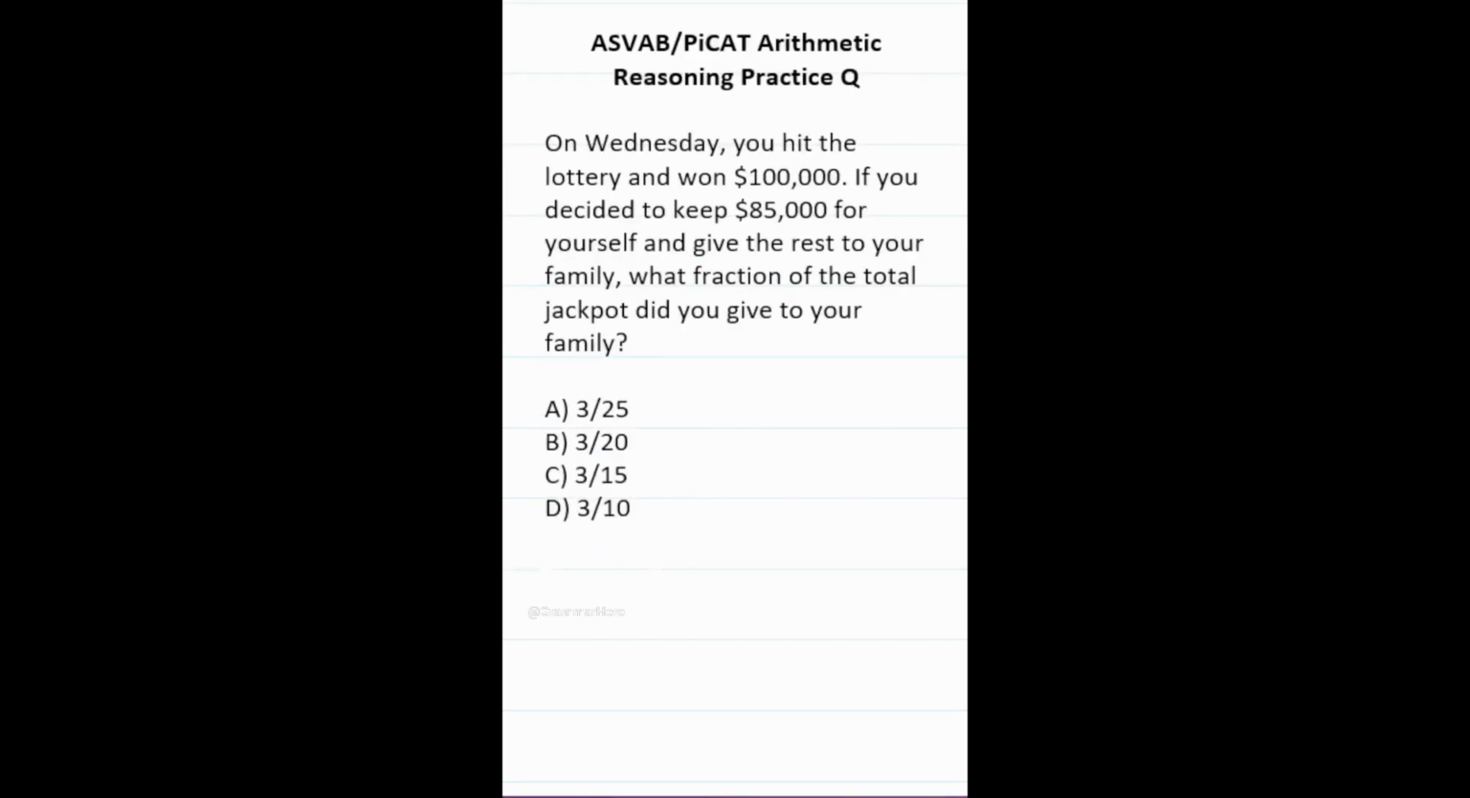ASVAB PiCAT arithmetic reasoning practice test question says on Wednesday you hit the lottery and won $100,000. If you decided to keep $85,000 for yourself and give the rest to your family, what fraction of the total jackpot did you give to your family? So the total jackpot was $100,000, of course. And if you kept $85,000 for yourself, that means you gave 100,000 minus 85,000 or $15,000 to your family.